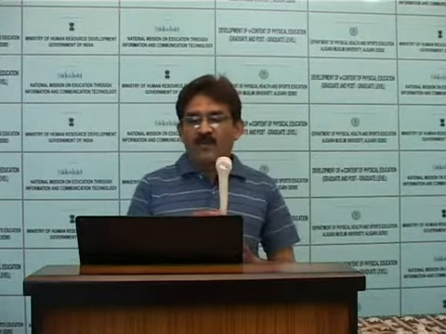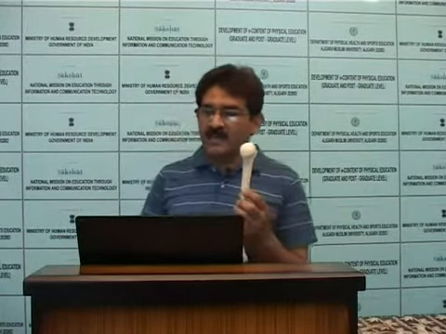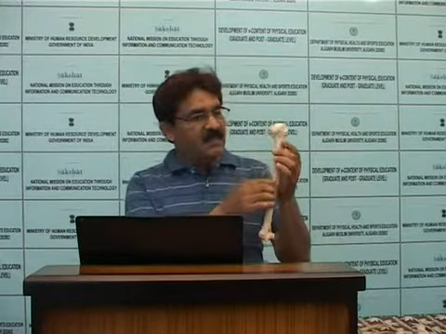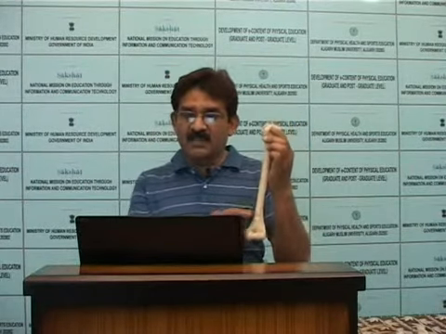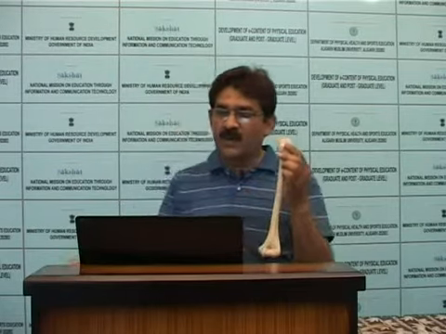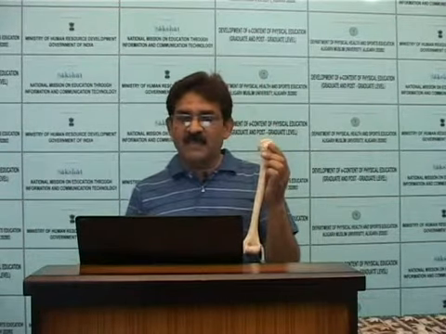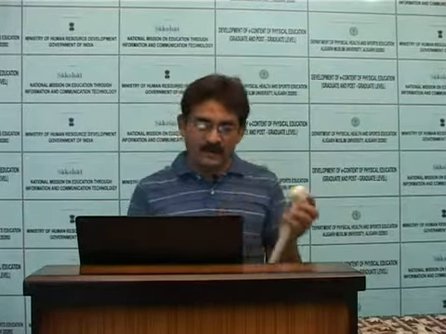Long bones have one body and two ends. This is the upper end and this is the lower end, composed of compact bone or cortex. The body has spongy bone, red marrow, medullary cavity, periosteum, and hyaline cartilage. This is the hyaline cartilage attached in the body of this bone, articular cartilage and periosteum. Periosteum is the outer covering of this bone.